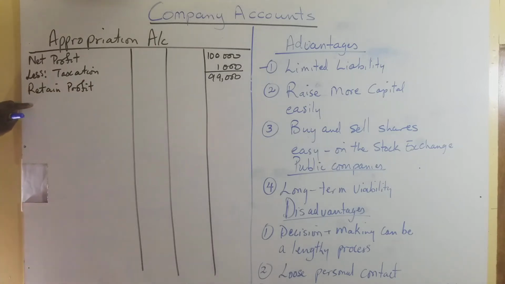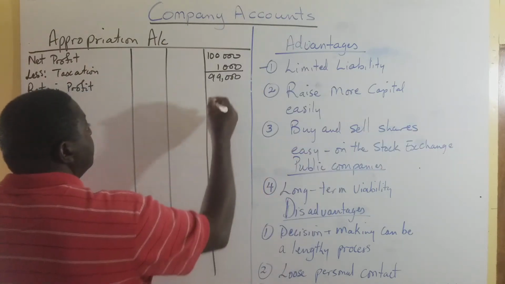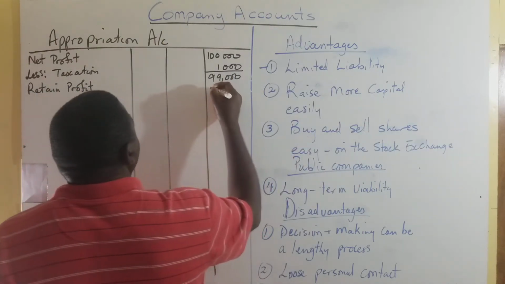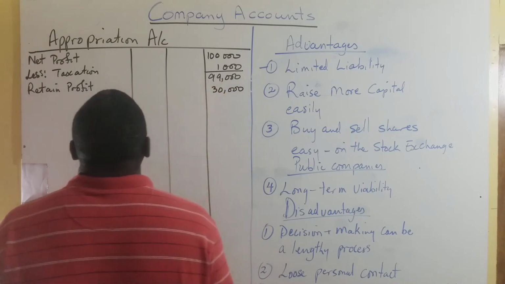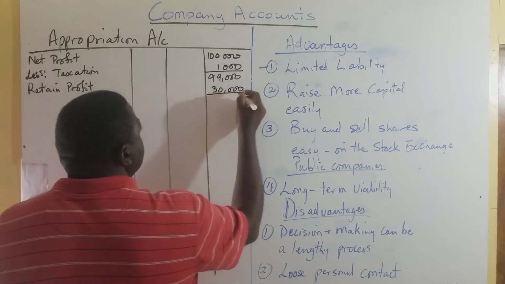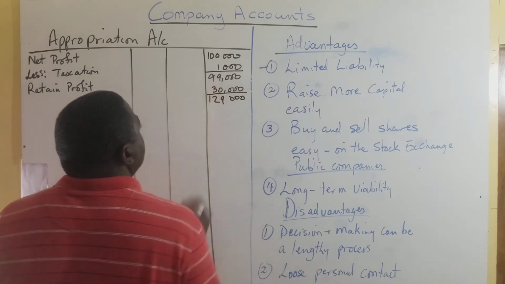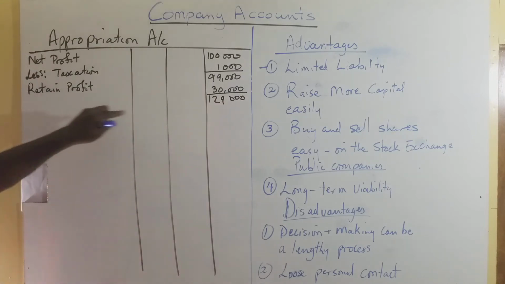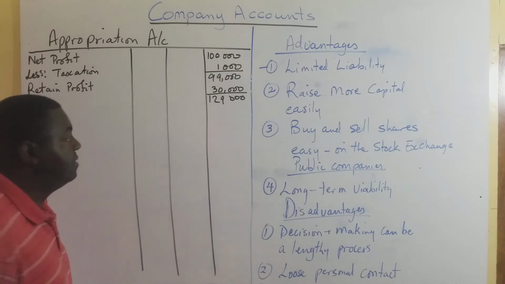All right, and then we're now going to include our retained profit. Retained profit represents the profit that is coming from the previous period, right? Let us say that the retained profit is $30,000. So we're going to add it. So we add the retained profit to the amount after the taxation is taken out.